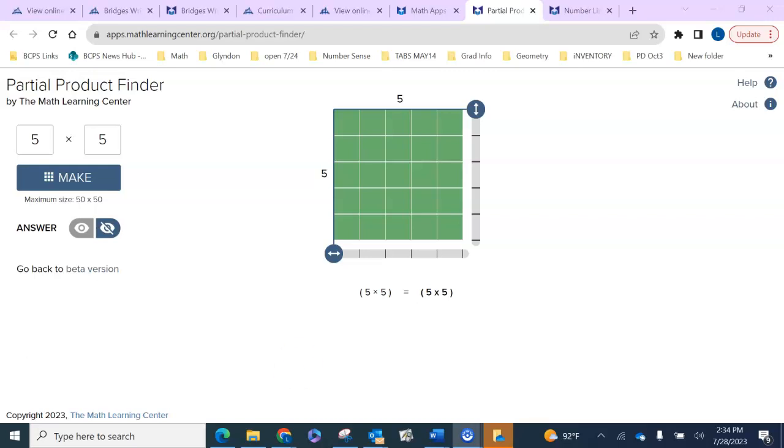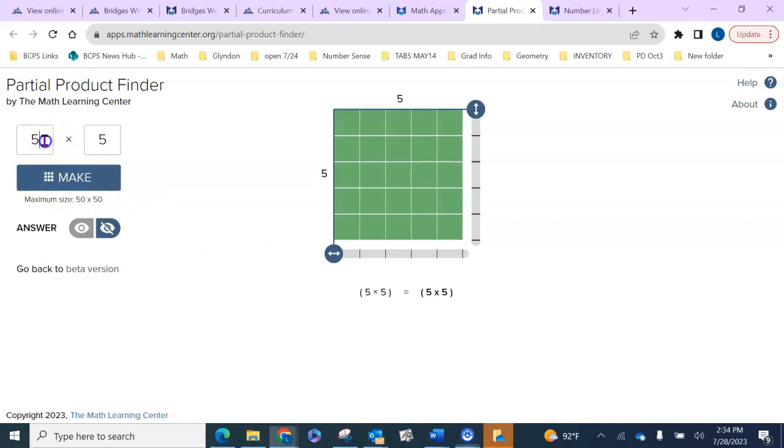The home connection, multiplication models, and more on page 77. Question number 3. Ask students to use an area model divided into two regions to show 13 times 34. This partial product finder app is one way that we can do that.